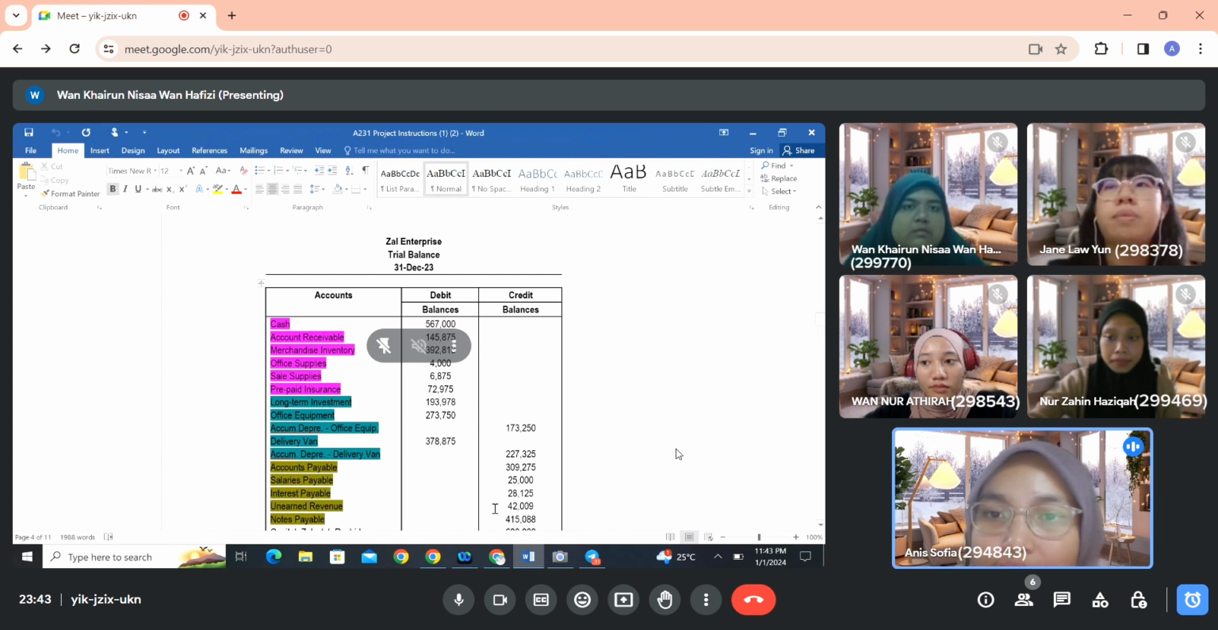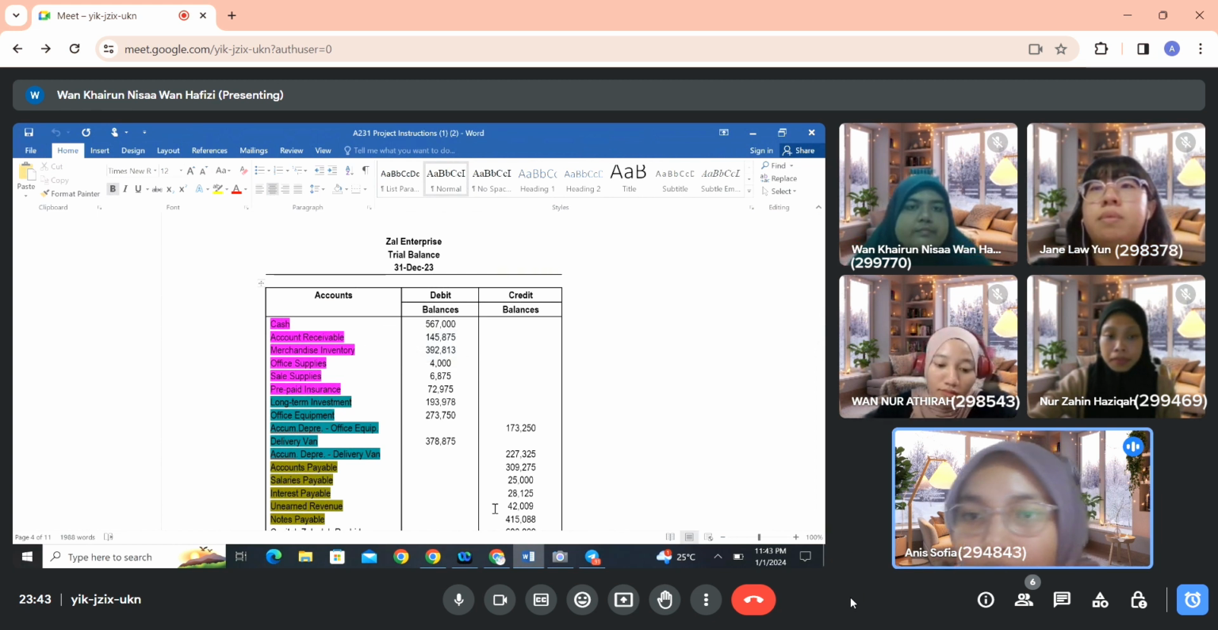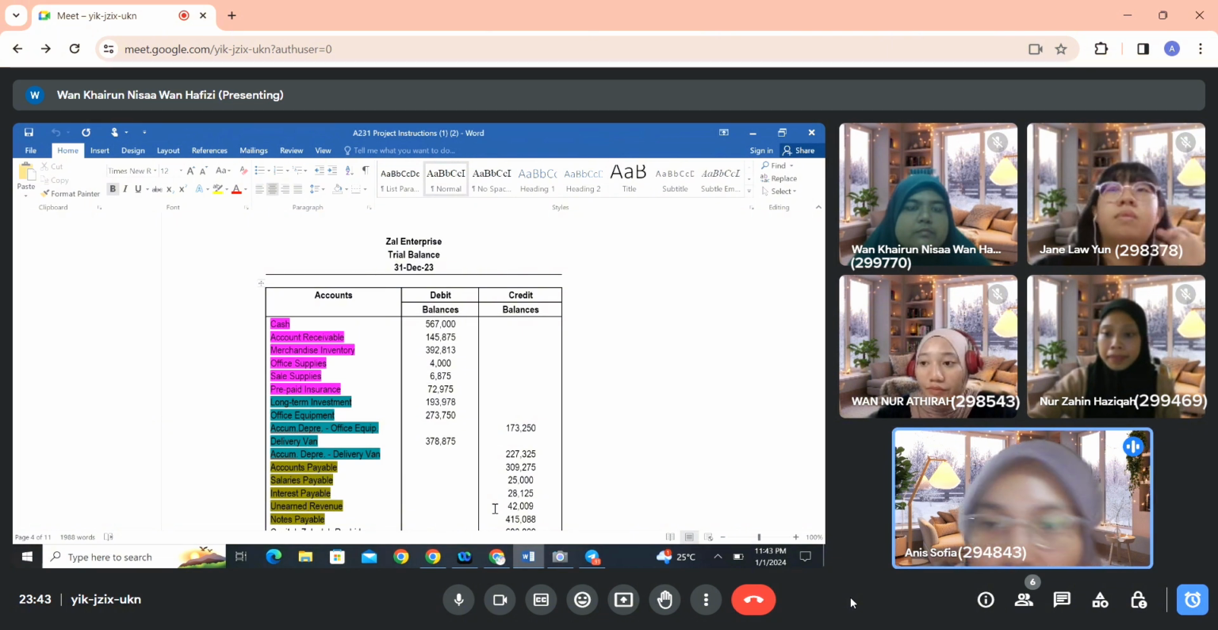Zat Enterprise Trial Balance 31 December 2023. Cash account is current asset. Account receivable is current asset. Merchandise inventory is current asset. Office supplies is current asset. Sales supply is current asset. Prepaid insurance is current asset. Long-term investment is non-current asset. Office equipment is non-current asset.